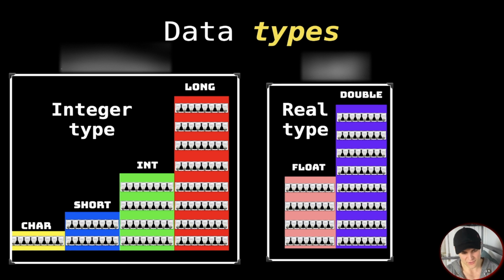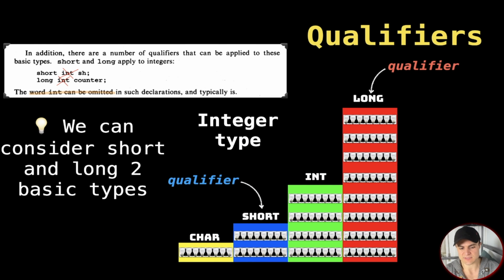As you can see, there are not short and long. What is that? What does it mean? Well, you now know that I haven't told you the full story, because short and long are not really a basic data type. They are indeed qualifiers. They are not a data type. As we can read from the book, in addition, there are a number of qualifiers that can be applied to these basic types. Short and long apply to integers. These are qualifiers that apply to the integer data type.